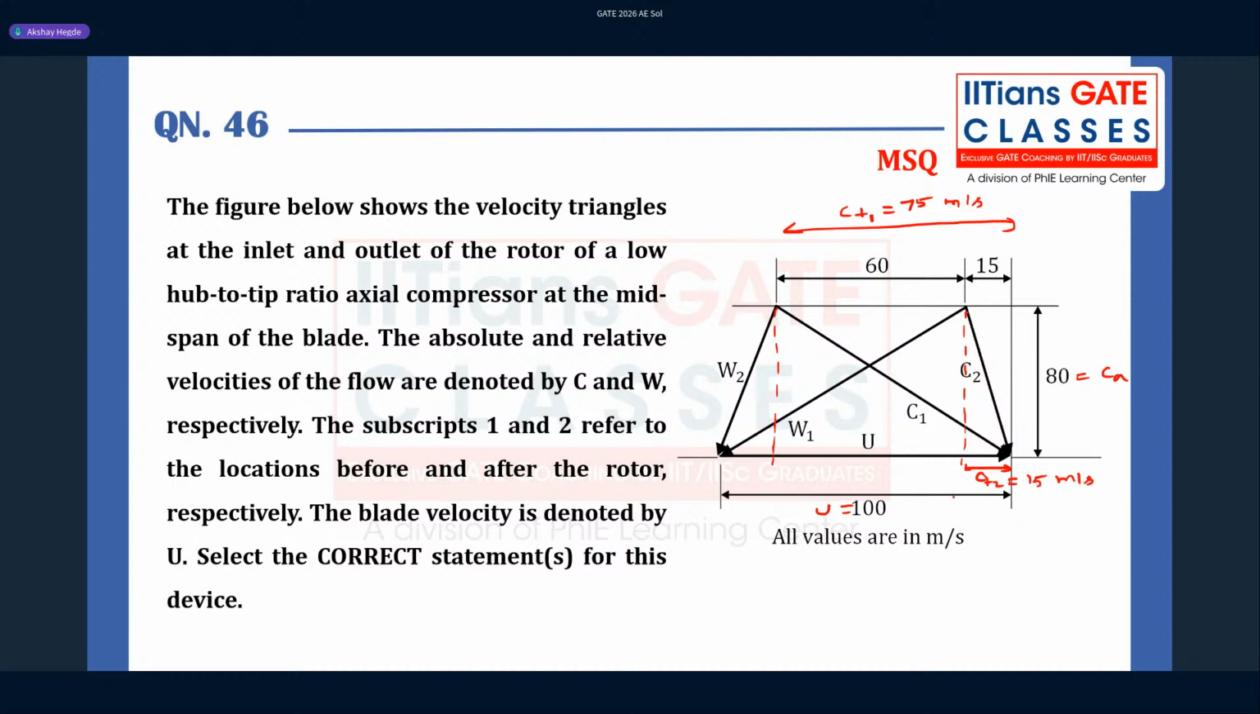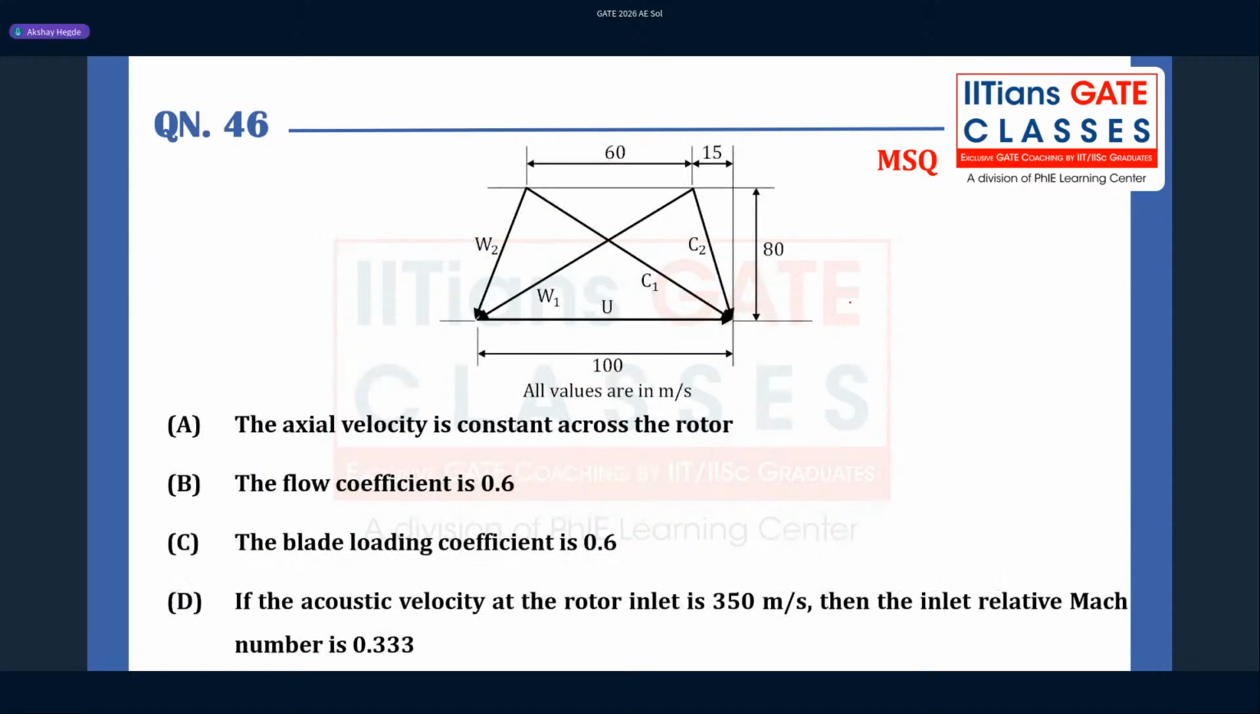Okay. So now, what are the things that are given? What are the statements that we have? Axial velocity is constant across the rotor. Yes, CA is given to be constant, so it's not changed. Same height. The flow coefficient is 0.6. So how do we define the flow coefficient? That is CA by U. So CA is 80, U is 100. So that turns out to be 0.8. So this statement is not correct, right?